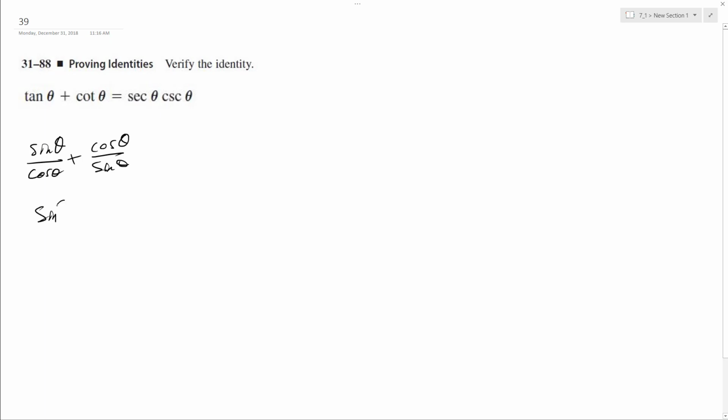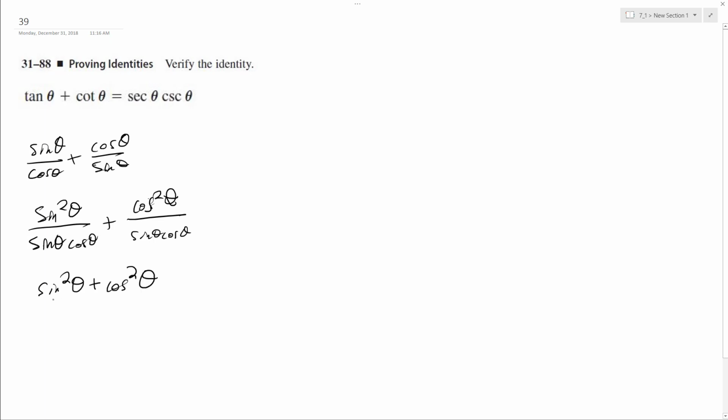So we get sine squared theta over sine theta cosine theta plus cosine squared theta over sine theta cosine theta. The reason the top on this one is multiplied by cosine again is because there's only sine on the bottom, so we need to multiply it by cosine, and then we get sine theta cosine theta. So we can combine these two, so we get sine squared theta plus cosine squared theta over sine theta cosine theta. So this is a trig identity right here, sine squared theta plus cosine squared theta is equal to 1.